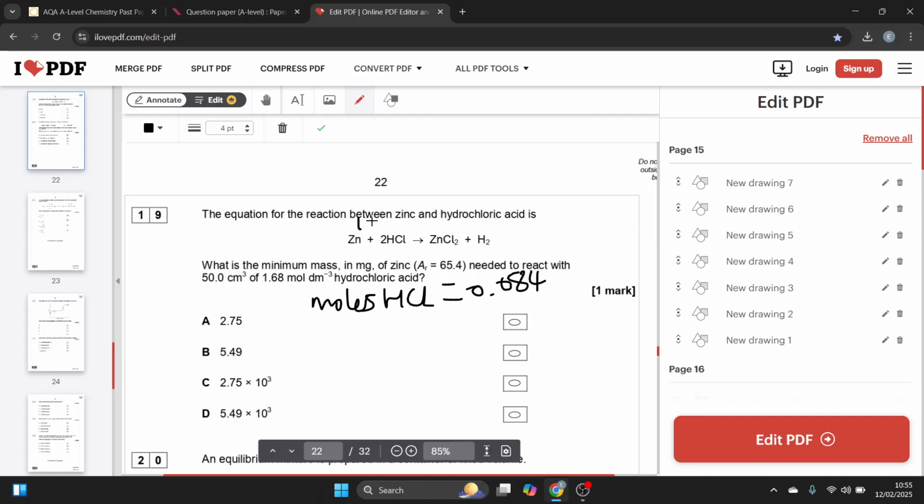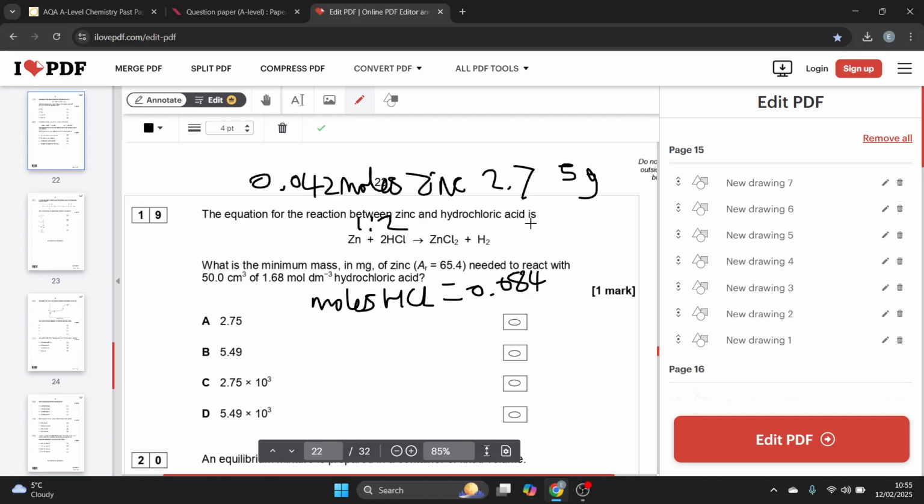I can see it's a 1 to 2 molar ratio, so therefore divide that by 2. I've got the moles of zinc, 0.042 moles of zinc. Then to find the minimum mass of zinc, moles is mass over Mr. Mass is going to be the moles times the Mr of zinc, 65.4. I get my answer as 2.75 grams.